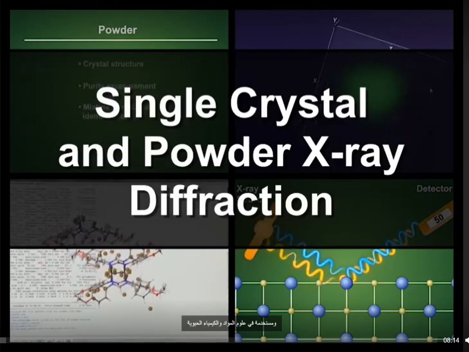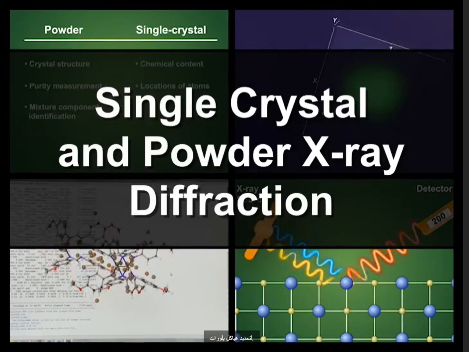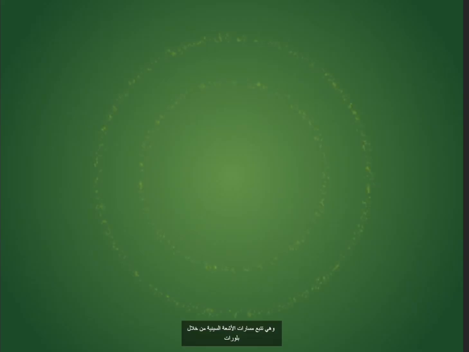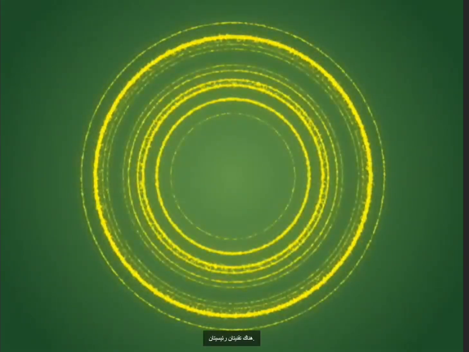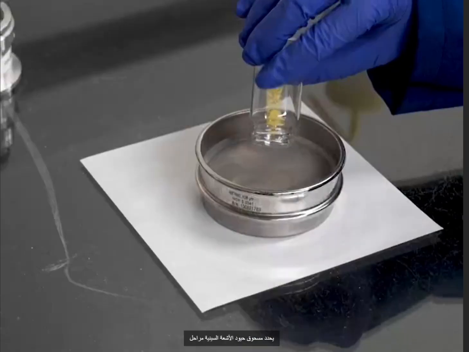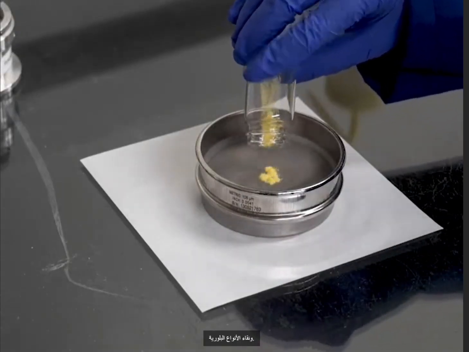X-ray diffraction is a technique used in materials science and biochemistry to determine the structures of crystals. It traces the paths of X-rays through crystals to probe the structure. There are two major techniques. Powder X-ray diffraction determines the phases and purity of a crystalline species.